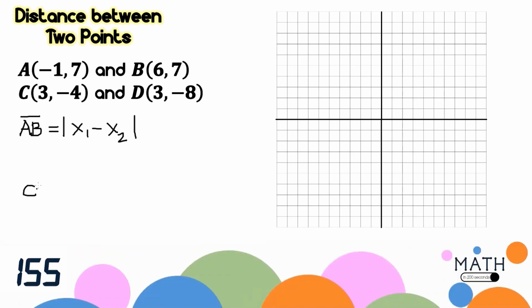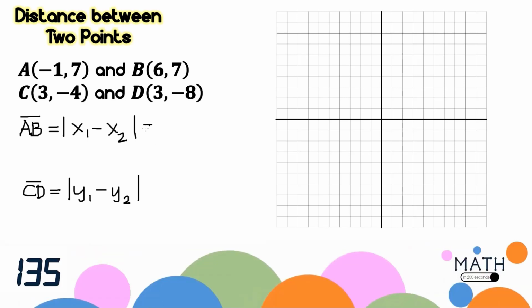For your CD, represented by this notation, it's because the x coordinates are the same. You have 3 and 3 there. Simply subtract the y coordinates. Now you don't need to worry about interchanging x sub 1 and x sub 2, the same as y sub 1 and y sub 2 here. You will get the same result.